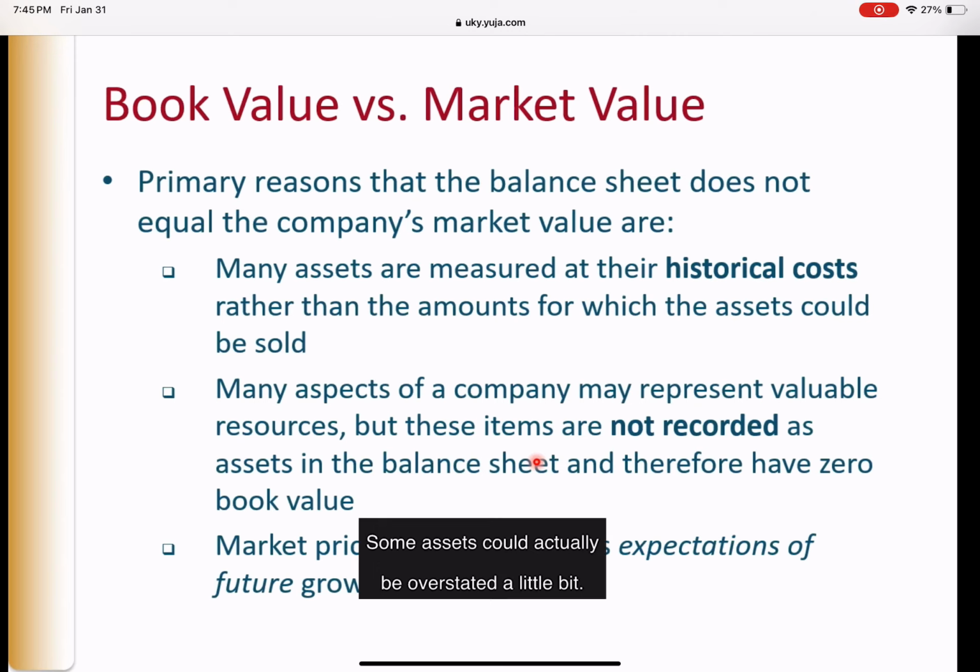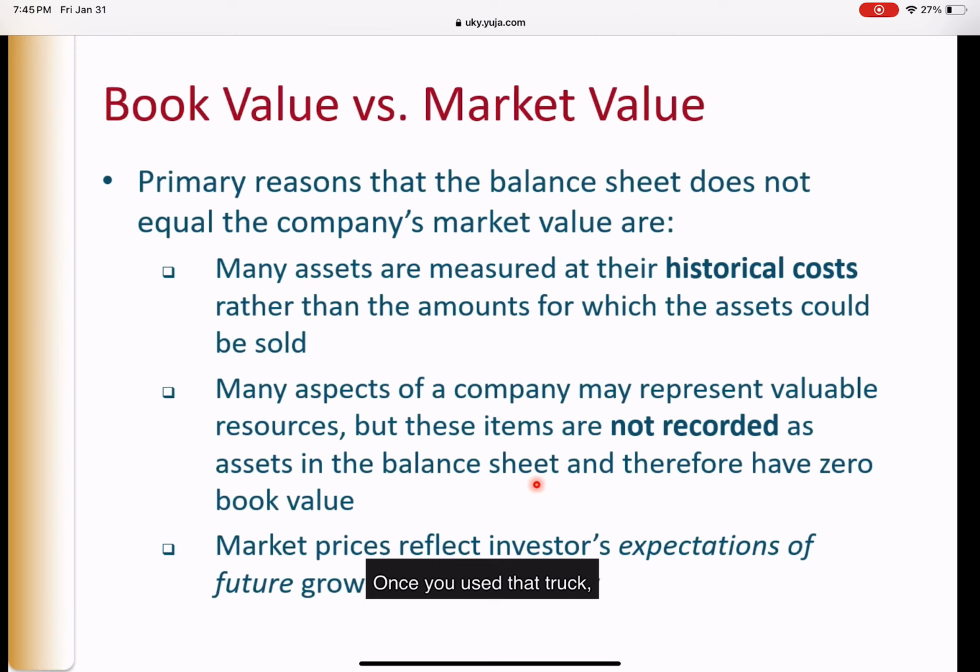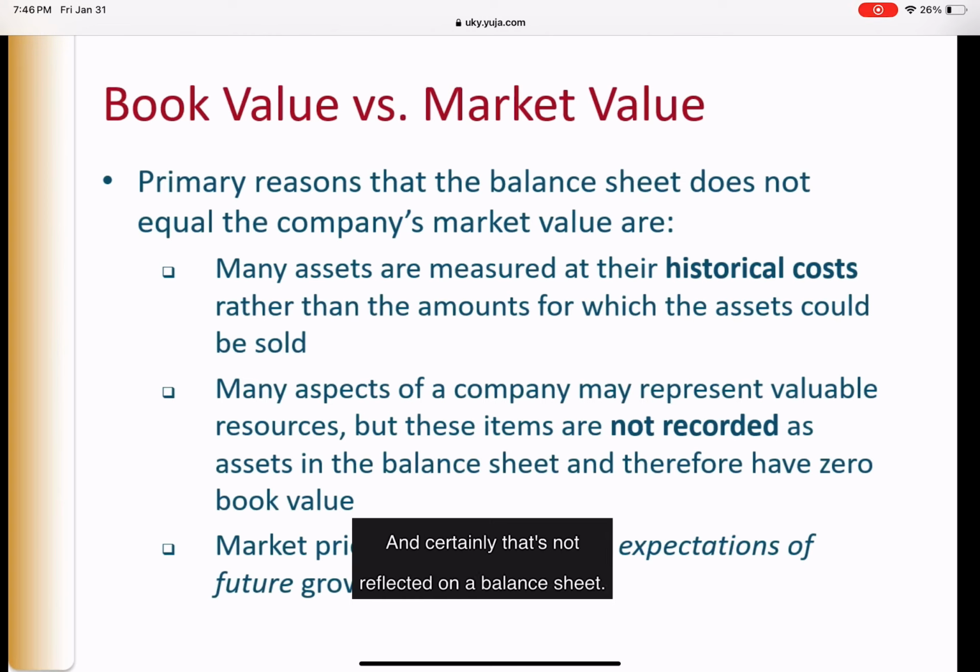And on the opposite end, some assets could actually be overstated a little bit. Because think about buying, let's say, a truck. Once you use that truck and you're writing it off over 5 years, odds are you're not going to be able to resell that in a year for 80% of its value, especially office furniture, if you think about that, or a computer. Try to turn around and sell your computer 1 year after you owned it. You'll get a fraction of what you paid for it. And also, when it comes to market values, there's a lot of expectations on the part of investors about the future growth of that company. That's why they look into the future and are estimating how well can that company do in the future, and certainly that's not reflected on the balance sheet.